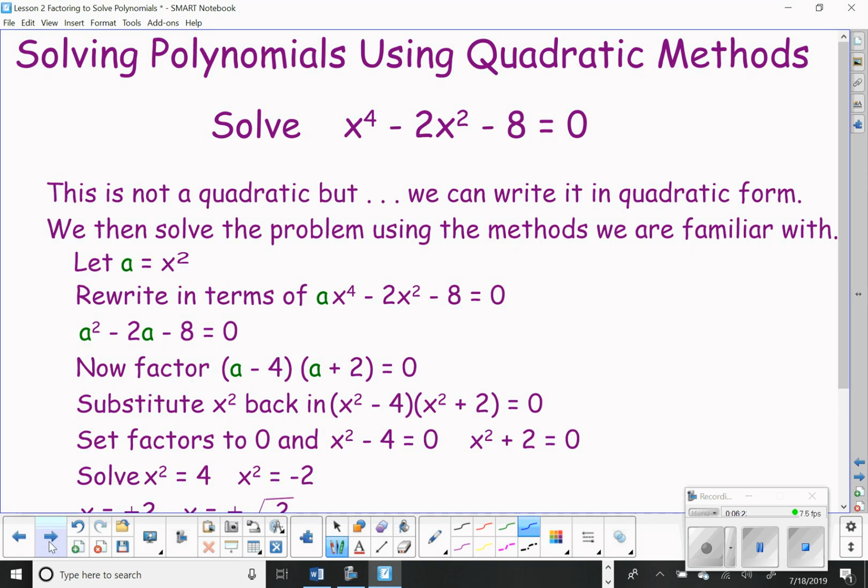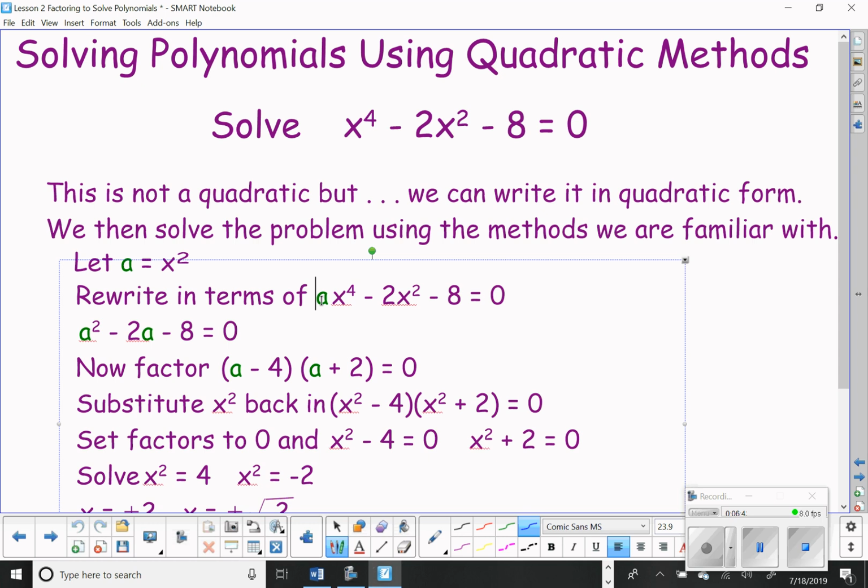Solving polynomials using quadratic methods. This I'm not going to walk all the way through, just like I did the previous one. This simply has it set up so that you can let a equal x squared. So you're going to rewrite in terms of a.